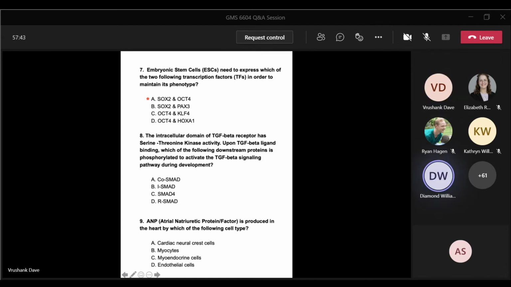The intracellular domain of TGF-beta receptor has serine and threonine kinase activity. Upon TGF-beta ligand binding, which of the following downstream proteins are phosphorylated to activate the TGF-beta signaling pathway during development? Okay, if you've done the TGF-beta signaling pathway, you should immediately know this. Is the answer D? And why so? I believe that the R signifies phosphorylation from my memory.